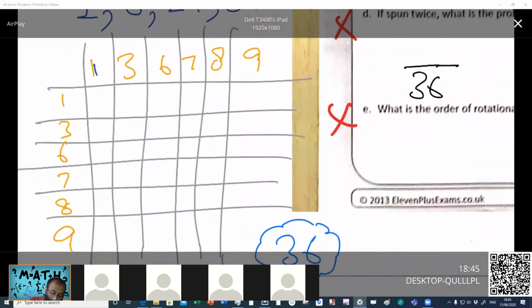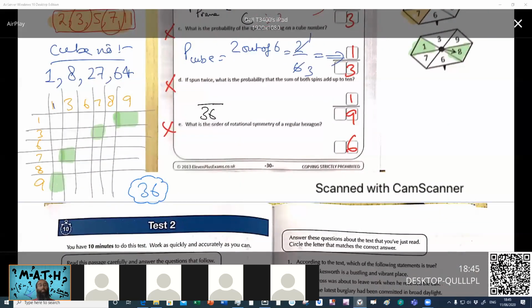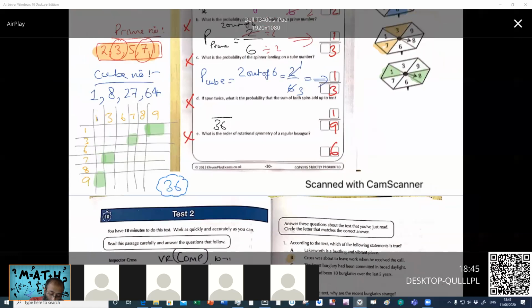Okay, now which ways can we make the 10 now? We can have 1 and a 9. Are you happy with that one? Yeah. Okay, what about 3 and a 7? Yeah. Okay, what about 6? Well, there's no 4. 7 and 3? Yeah. Okay, what about 8? No, 8 and 2, there's no 8. What about 9 and a 1? Yeah. Excellent. So how many combinations is that then? 4. So there's 4 ways of making a 10.